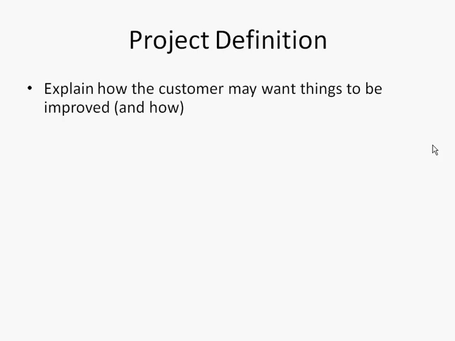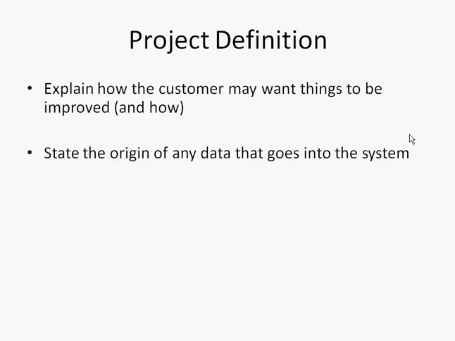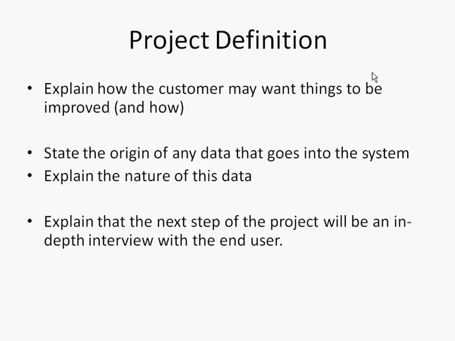You need to go on to say how the customer might want to have things improved, what their vision is for a more successful system, and how it's going to be achieved. You need to talk about any data that currently goes into the system. Where does that data come from? What sort of data is it?